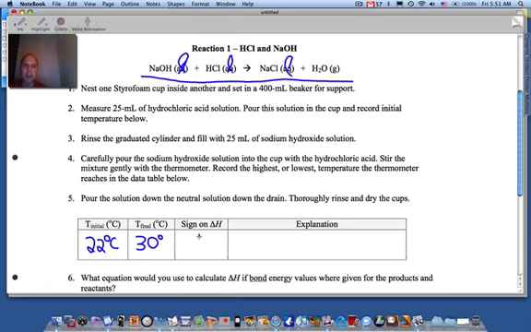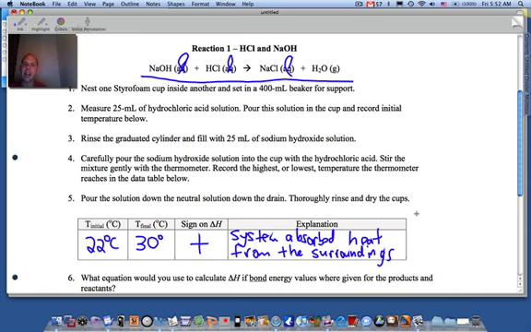So when temperature goes up, we know that the sign on delta H is positive. And the answer is that the system absorbs heat from the surroundings. Now, if the system absorbs heat from the surroundings and we touch the surroundings, that means that we are going to feel.